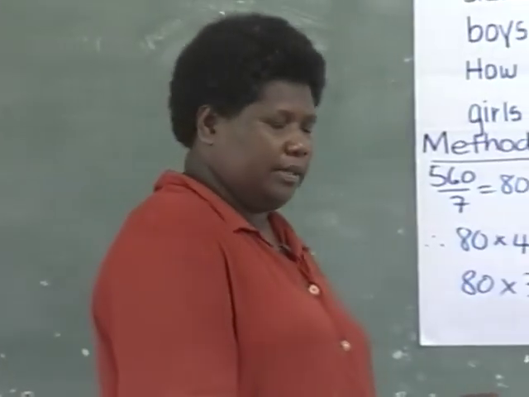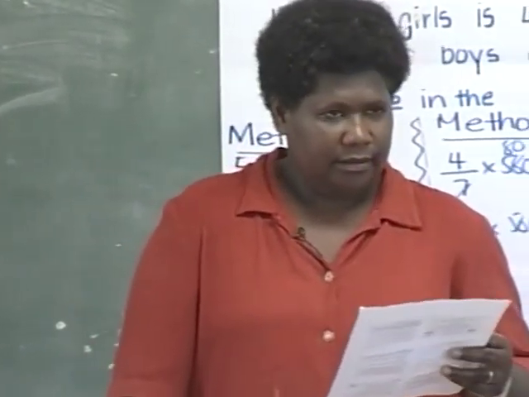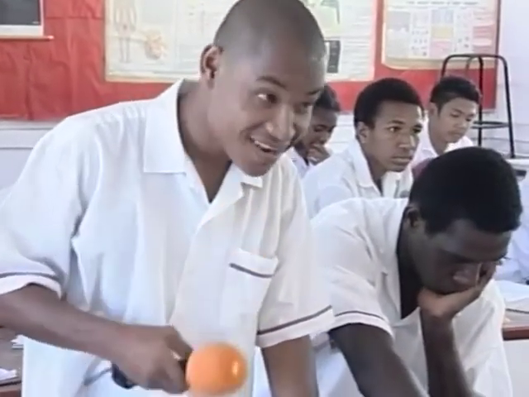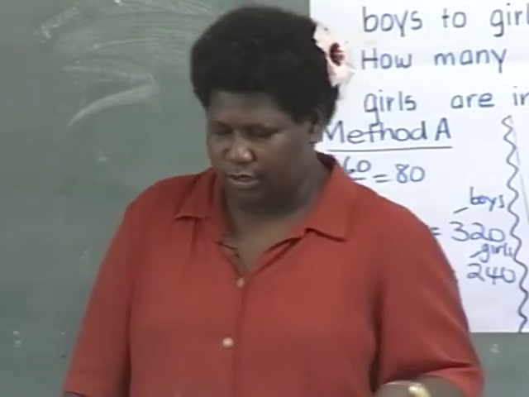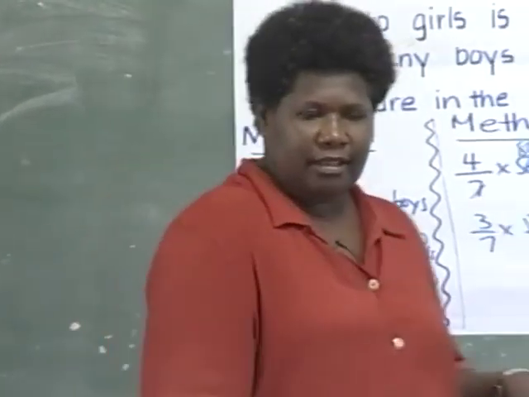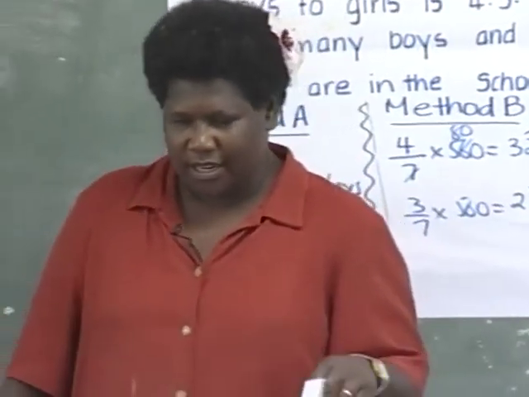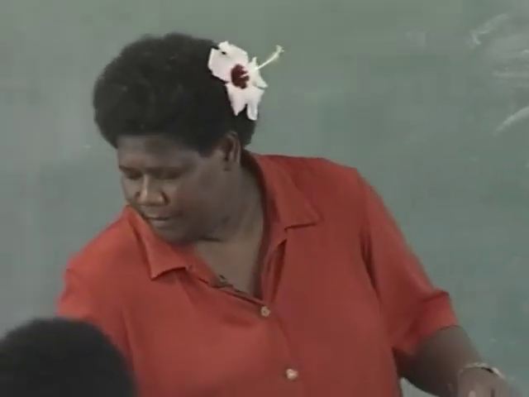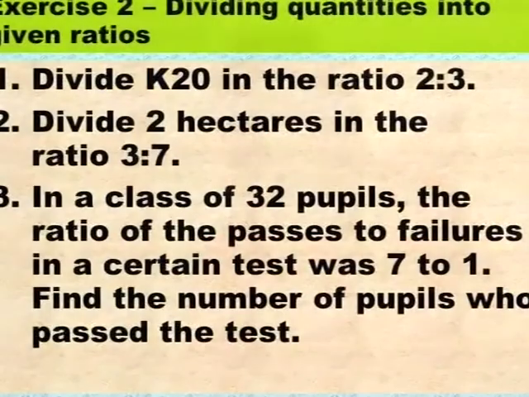And the last one, number 15, Vui. 26:39. 26 is to 39 is also 2 is to 3. Divide by 13. Am I right? Yes. So 26 to 39 is not really simplified enough. Okay, well done. Now, next exercise is dividing quantities into given ratios.